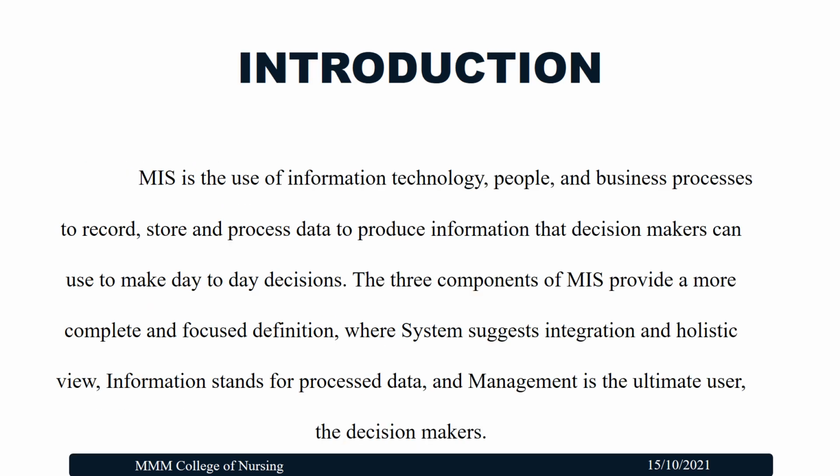Introduction. MIS is the use of information technology, people and business process to record, store and process data to produce information that decision makers can use to make day-to-day decisions. The three components of MIS provide a more complete and focused definition, where systems suggest integration and holistic view. Information stands for processed data and management is the ultimate user, the decision makers.